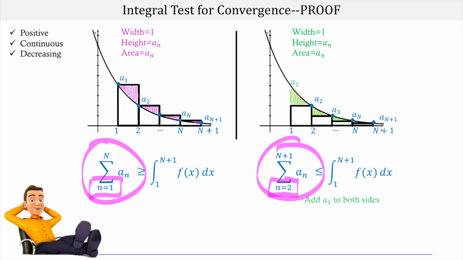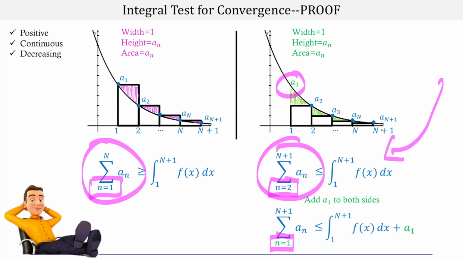So what I can do is add this a sub 1 to both sides of this one. And when I do that, now I have an n starting at 1. And then I just have to, there we go, add the a sub 1 to that side. Okay, stick with me here.